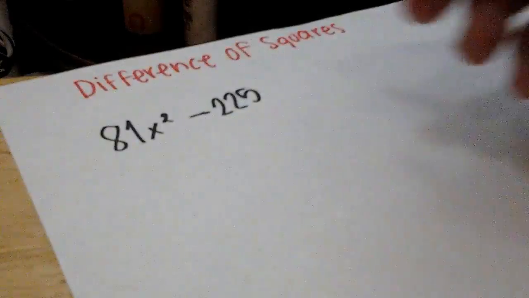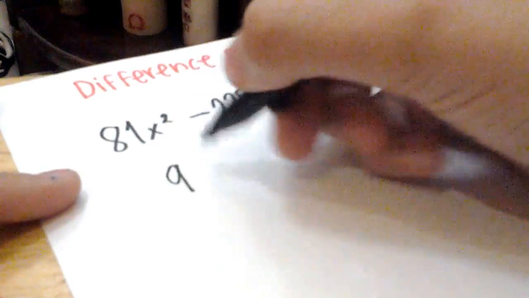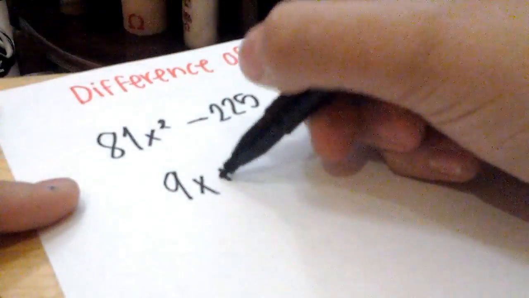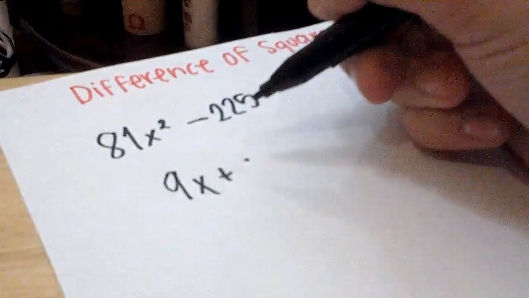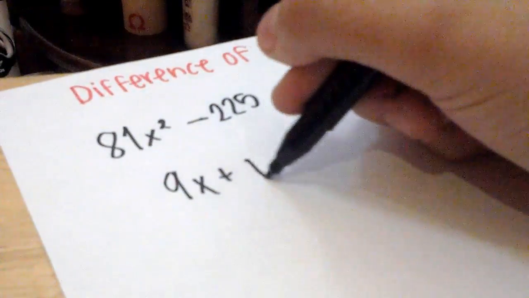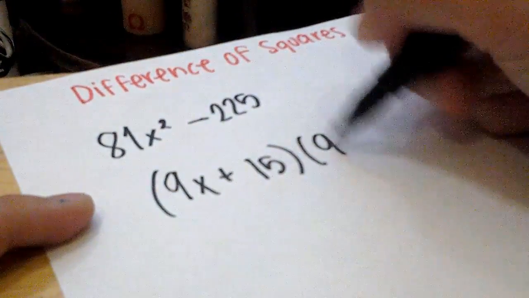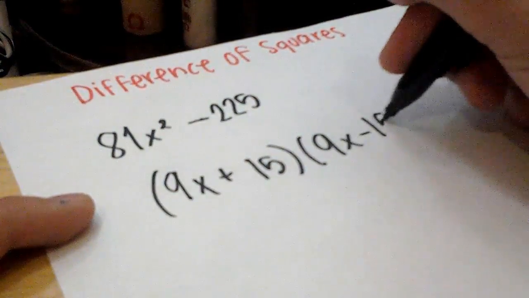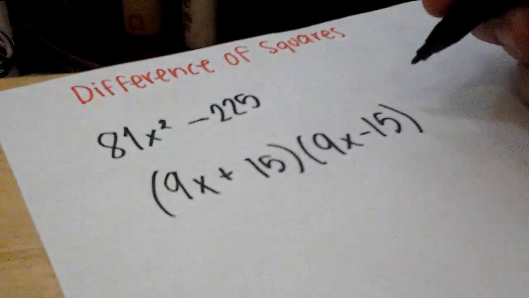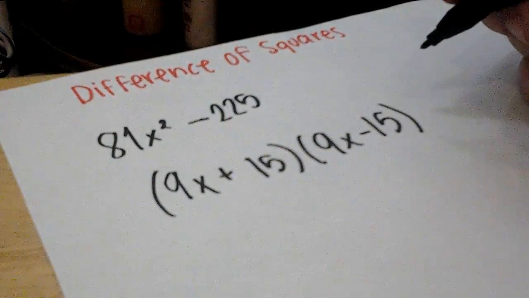So it's 9x plus 15 times 9x minus 15. And that's how you factorize with difference of squares.